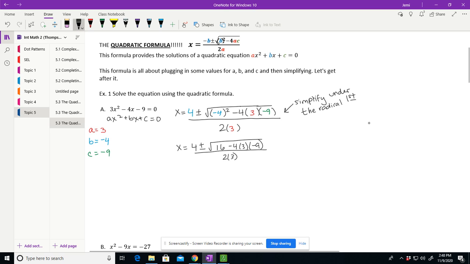Then following my order of operations, I'm going to do multiplication. So I've got two parts of multiplication. I have multiplication under the radical, negative 4 times 3 times negative 9. Negative times a negative is going to give me a positive, and then 4 times 3 times 9 gives me 108. It may be helpful for you today to have a calculator out in front of you while we do these notes together.